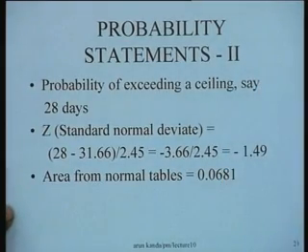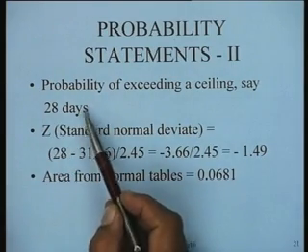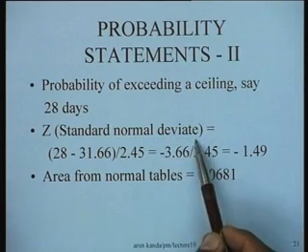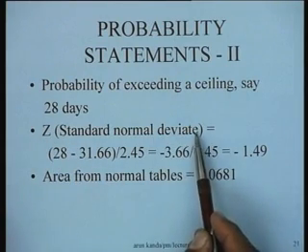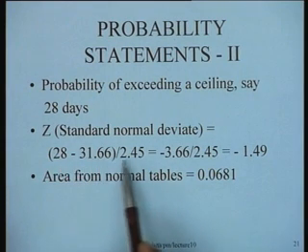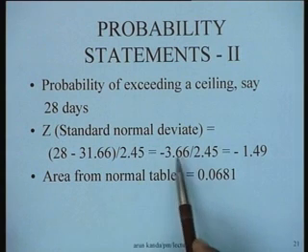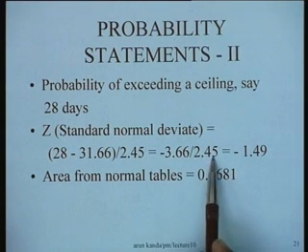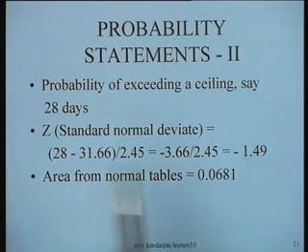Let us say, for instance, we try to work out the problem of exceeding a ceiling. Suppose I want to find out the probability that I exceed the ceiling of 28 days if I want to complete the project. Again, I can follow the same procedure and compute the standard normal deviate, which is (x minus mu) by sigma. X is less than the mean here. So 28 minus 31.66 divided by 2.45, which is minus 3.66 divided by 2.45, and this is minus 1.49.